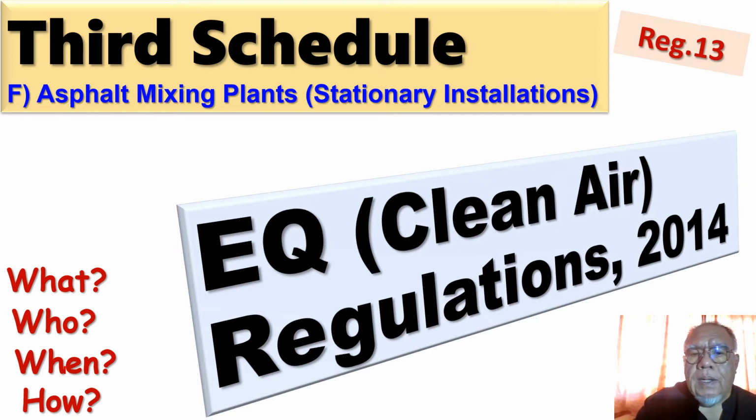Now, we are still in the middle of the Environmental Quality Act. I've not gone off the environmental law yet. We are still very much into the mantle of the environmental law of Malaysia. We are now in the Environmental Quality (Clean Air) Regulations 2014, and today we are going to look into the asphalt mixing plants, stationary types of asphalt mixing plants, which is in the third schedule. Why? Because they are listed in the first schedule.